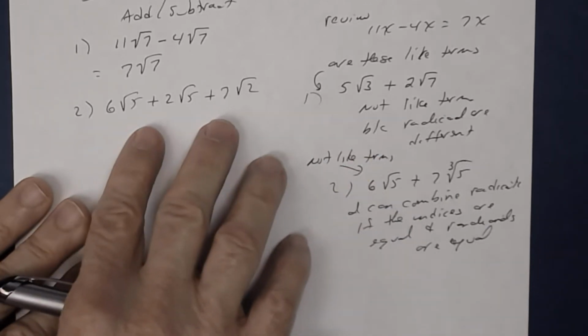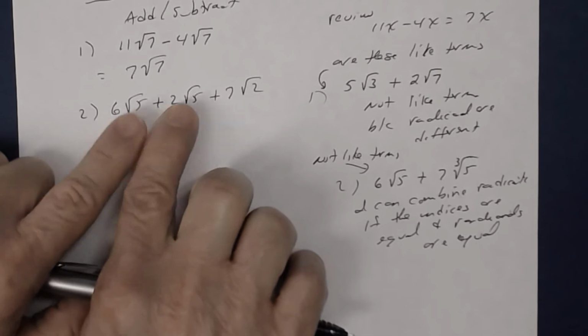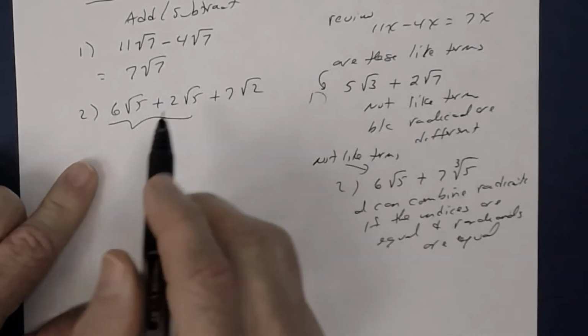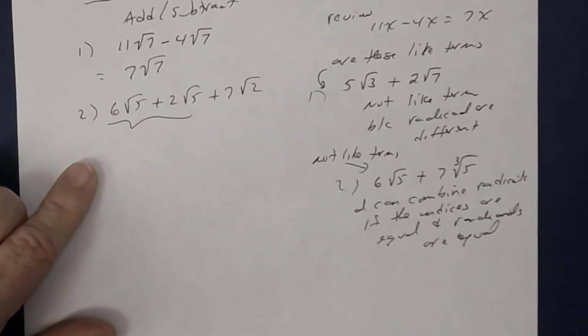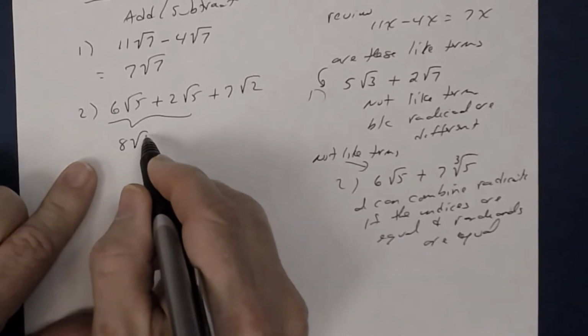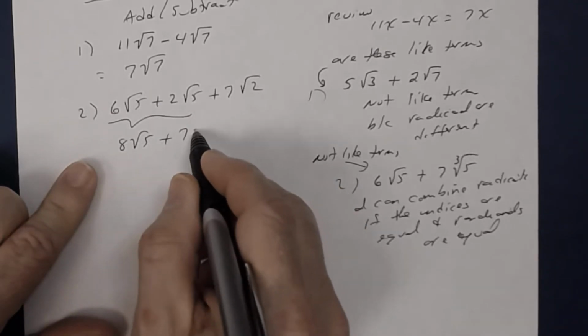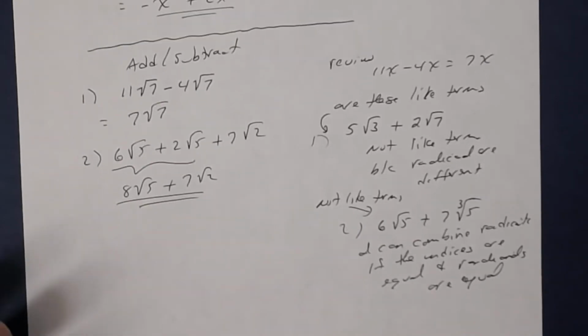So let's talk about this. Are these 2 alike? Yes. So I can combine these 2, right? So what's 6 square root of 5 plus 2 square root of 5? Well, it's how many square root of 5s? 6 plus 2 is 8. So you get 8 square root of 5, and then just write this over. And there's your answer. So you understand a little bit better, right?